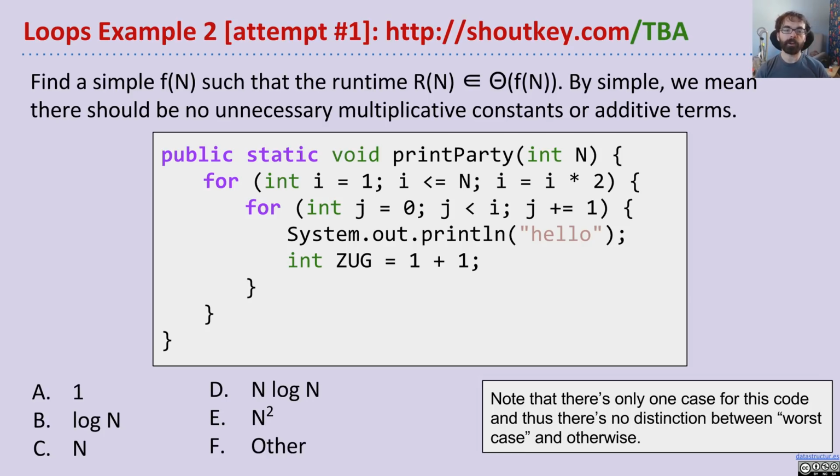So your goal is to figure out what is the runtime of this function. In other words, what is the order of growth of the runtime? Some function f of n, which we can say that r of n belongs to big theta of that function. Okay? So give that a shot.